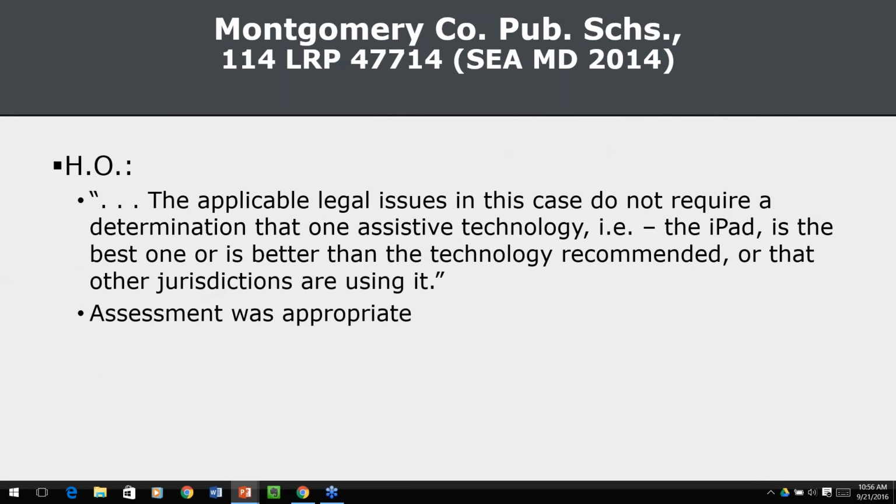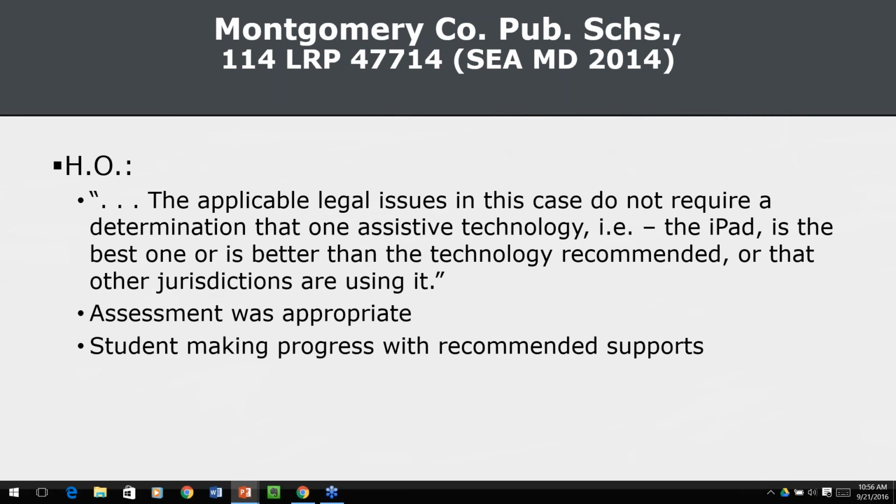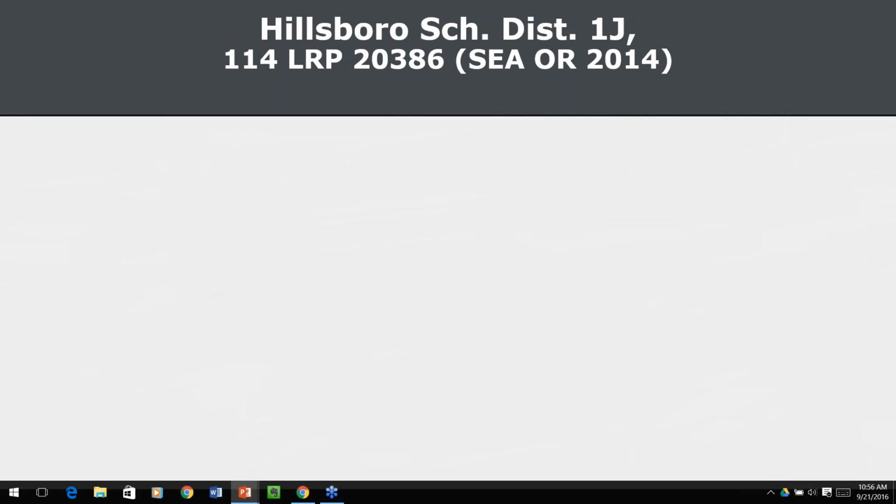Here the whole question is, was the school's assessment appropriate? And it was, because the evaluator went through, was familiar with the student's needs. Again, the way to win these cases is to provide good services for students. The student was already making progress with the recommended supports, which undermined the parent's argument that she needed the iPad to receive a free, appropriate public education.